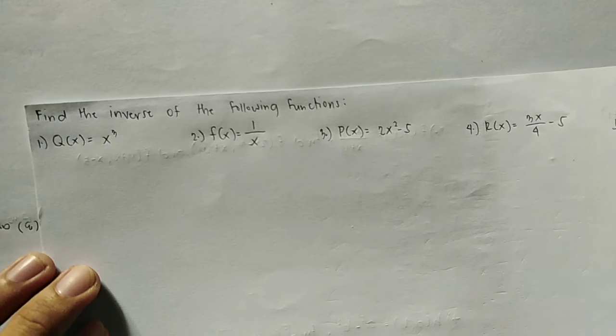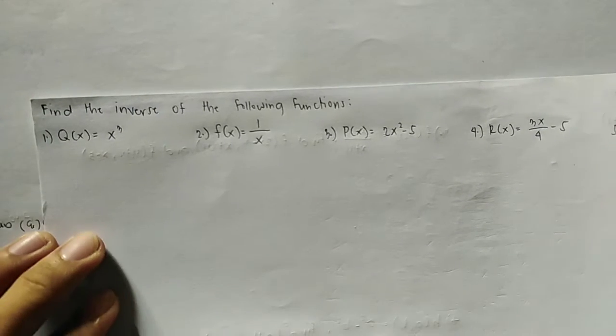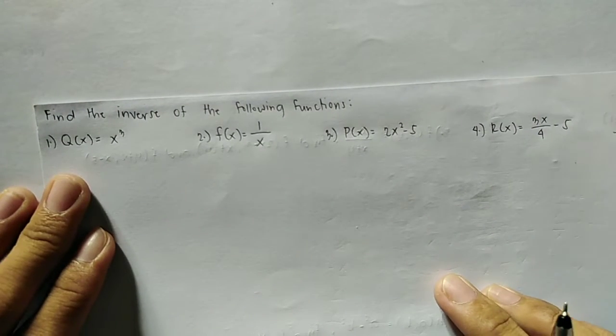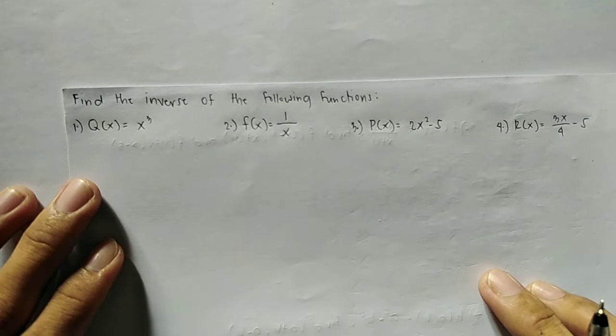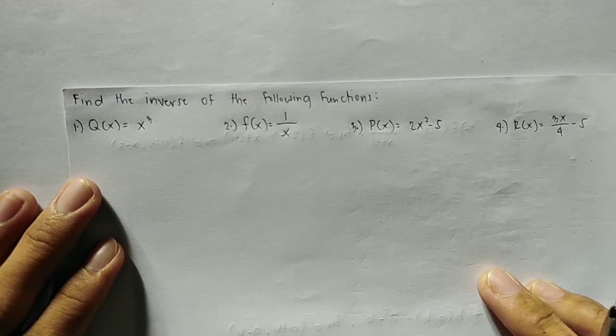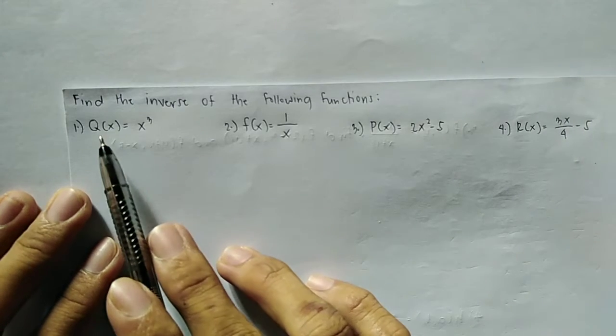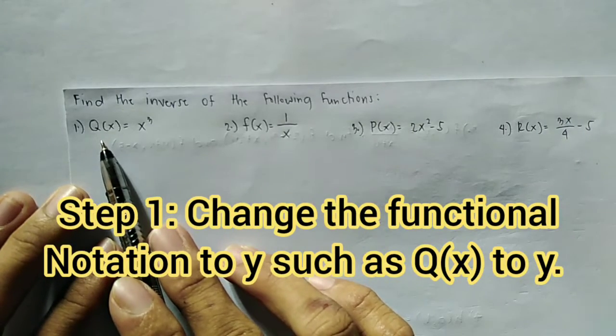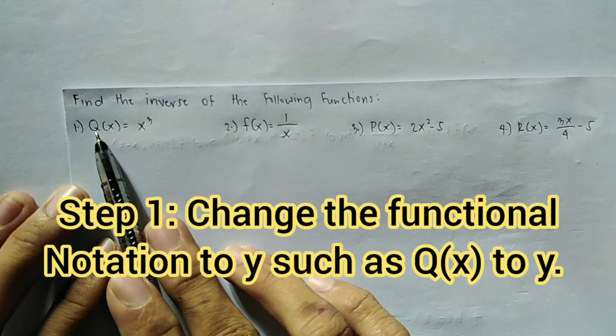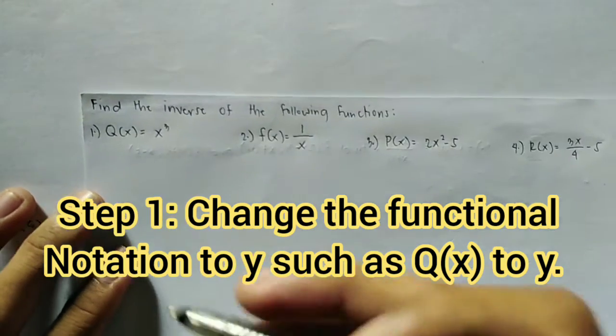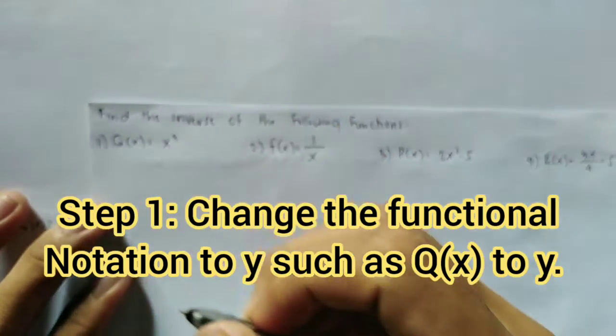So let us move to number 1. Let us solve example number 1. We have the function defined by q of x equals x cubed. What we are going to do in solving the inverse of the function is, the first step, to express the functional notation as y. Meaning you have to replace the notation for the function with y.